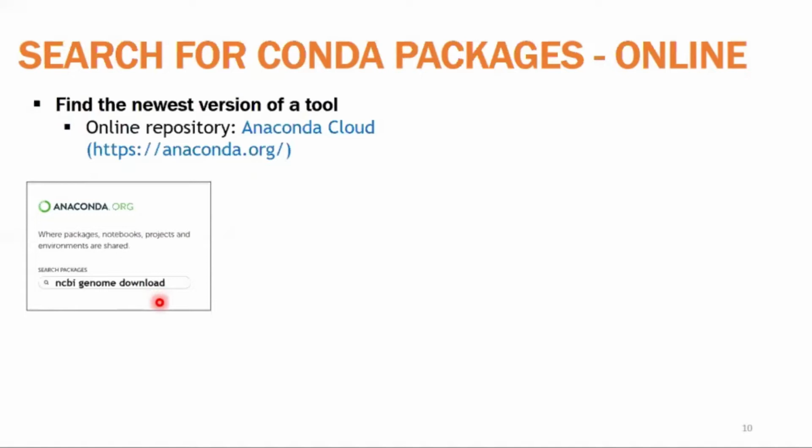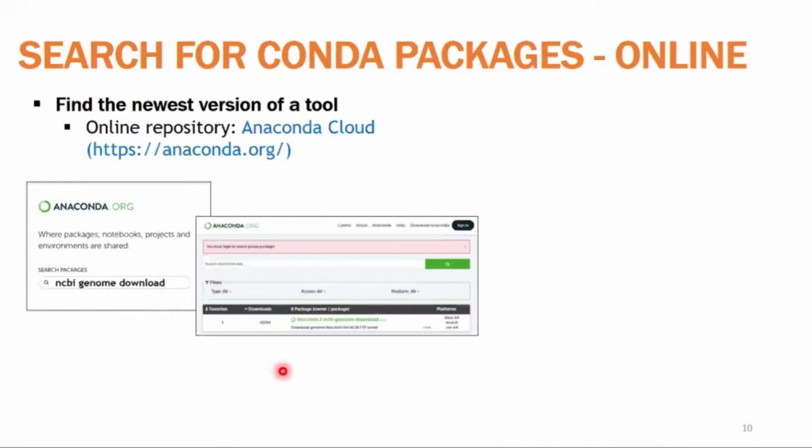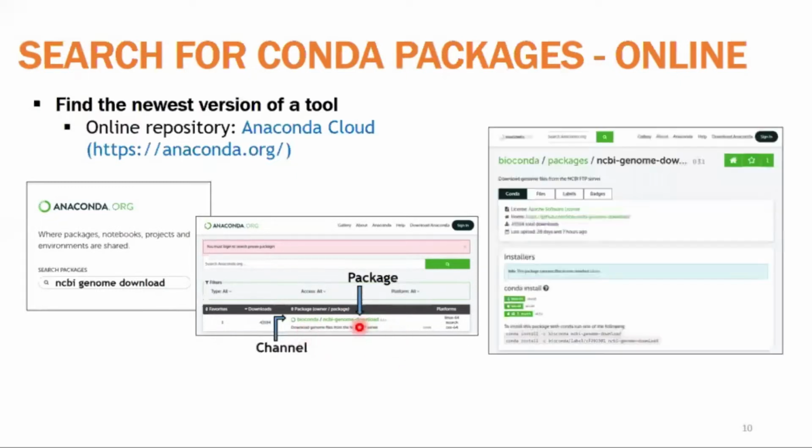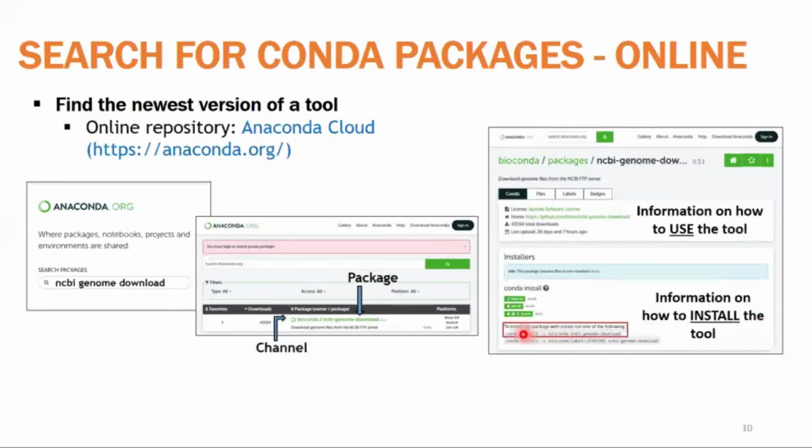So after pressing enter, I can see that my search has returned a single package, NCBI Genome Download, which is stored in the BioConda channel. Now, to get more details, I would click on the package name, and a new window will open, which contains links to additional web pages that provide details on how to use the tool, as well as the code on how to install the tool, which I've indicated here in a red box. Now, this command will install the most recent version of the package, which is available from the BioConda channel.